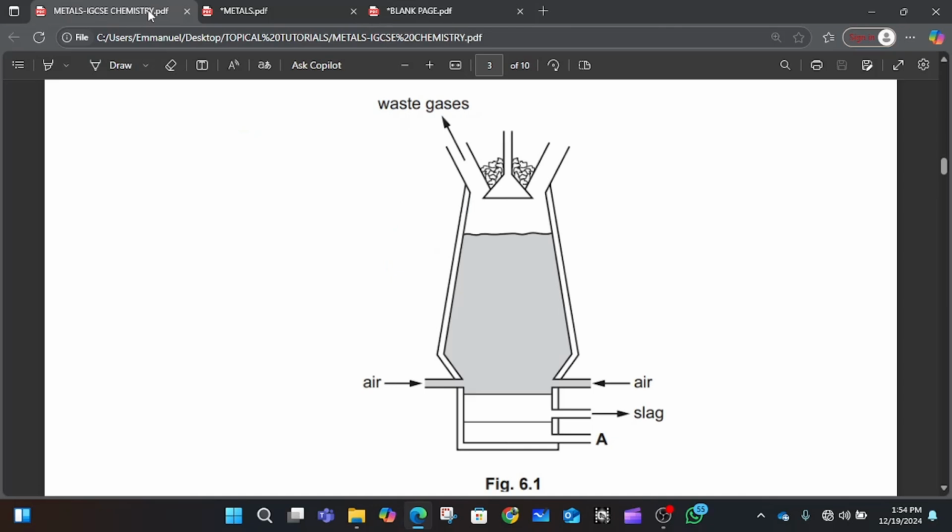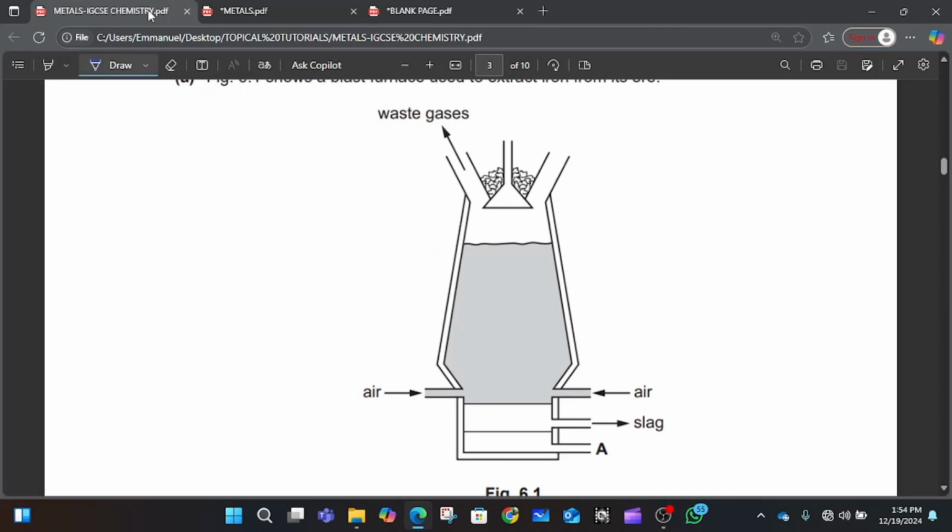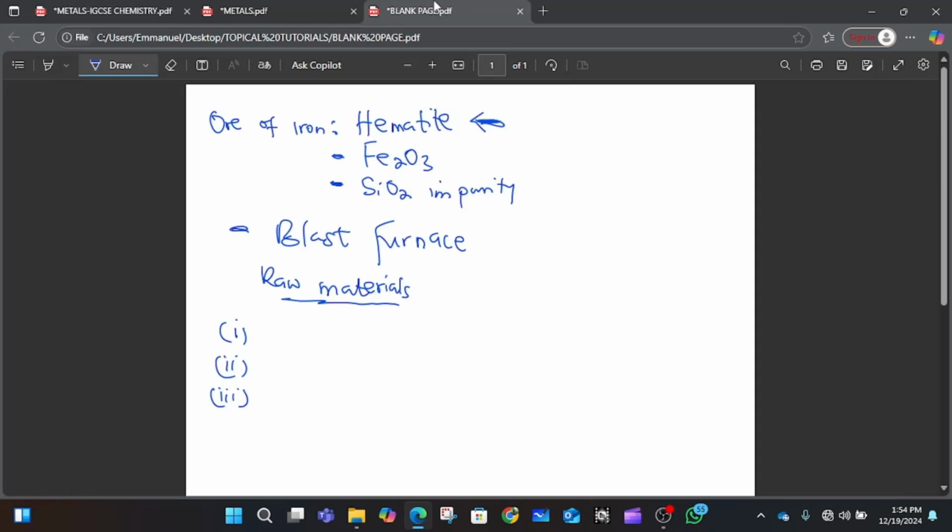This is a diagram of a blast furnace. The raw materials used in the extraction of iron are fed through the top of the blast furnace. There are three raw materials fed into the blast furnace. The first is the hematite, and we said the hematite mainly contains iron(III) oxide and silicon dioxide impurity. So you have hematite, limestone. Limestone is the same as calcium carbonate, and that is CaCO3. And also coke. Coke is an impure form of carbon.